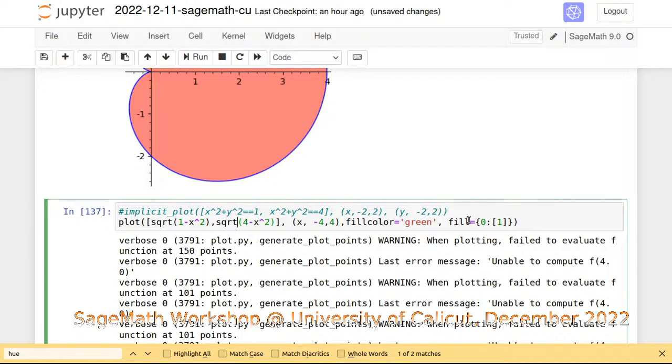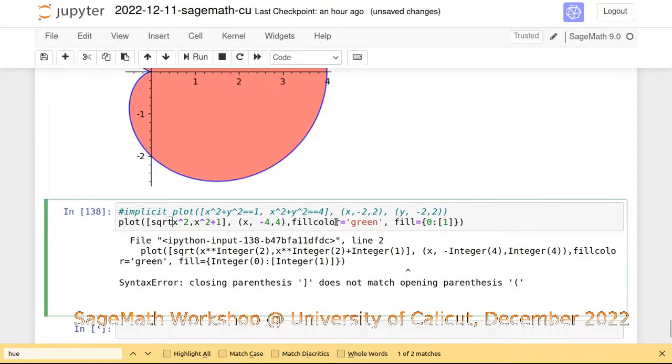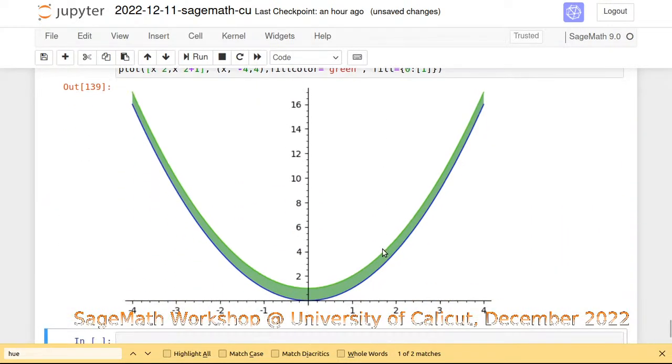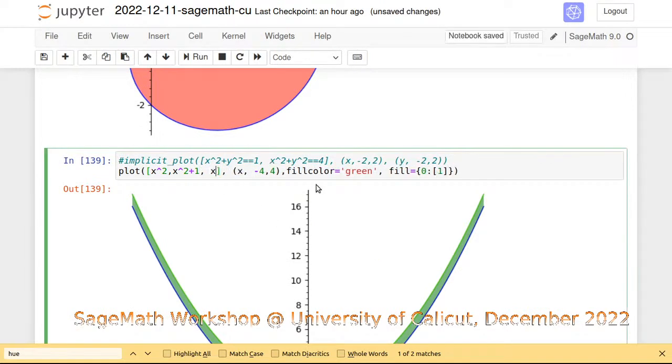Maybe I can take a constant. I can take parabolas. I can lift it upwards. Y equal to x square. I will take x square. X square plus 1. Should I take it like this? X square plus 1. Square root is not required. Okay, this is better. X square plus 1. X square plus 2.